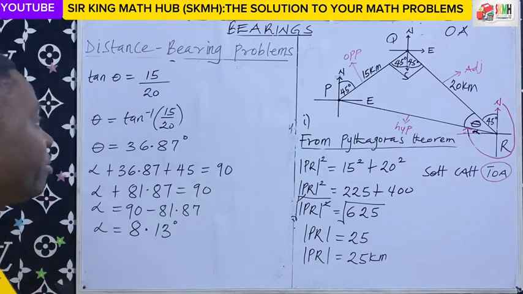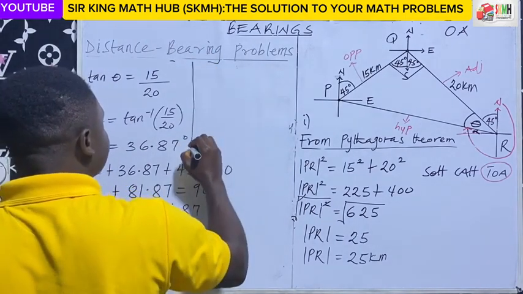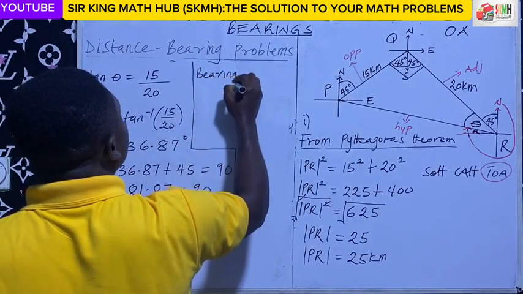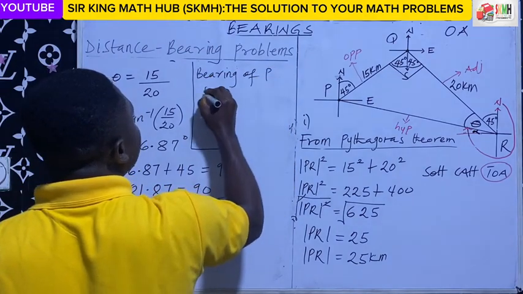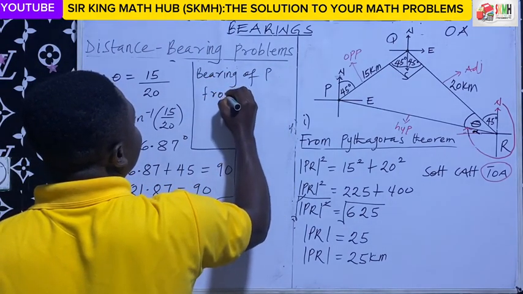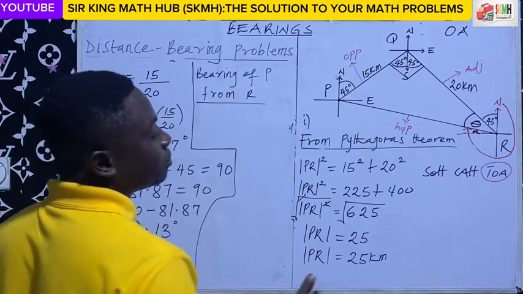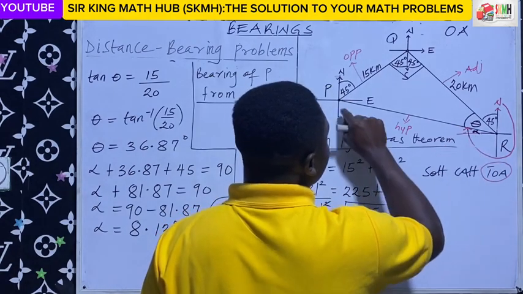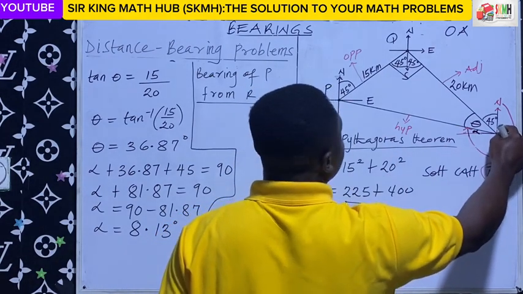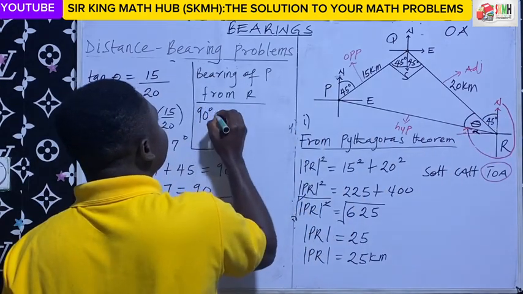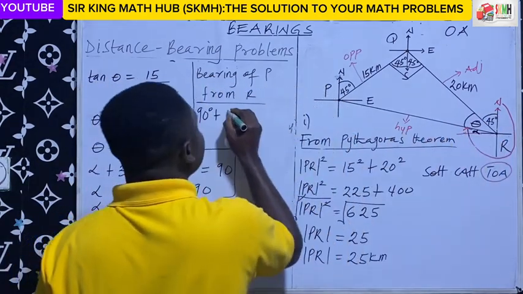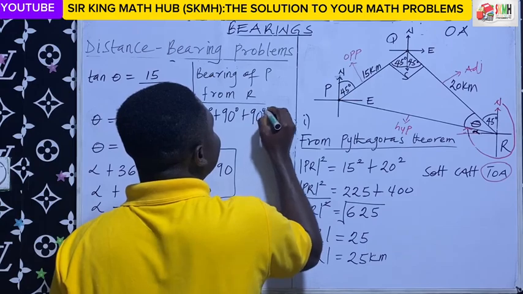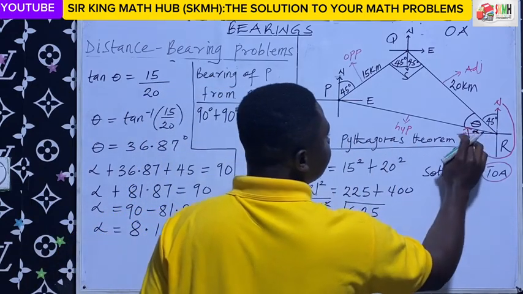So the bearing of P from R. Let's do the calculations here. Bearing of P from R. So from the geographical north in the clockwise direction until we get to the line that connects port P. So what is the measure of this angle here? 90 degrees plus the measure of this angle, 90 degrees plus the measure of alpha, this alpha.